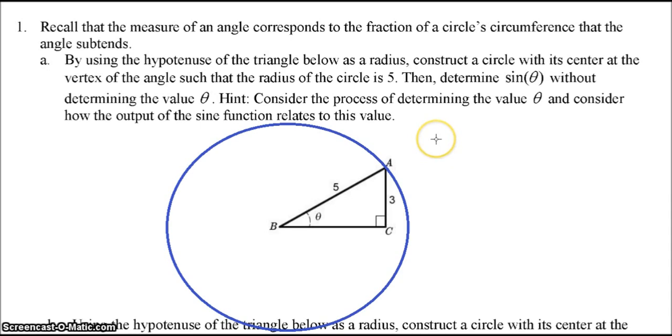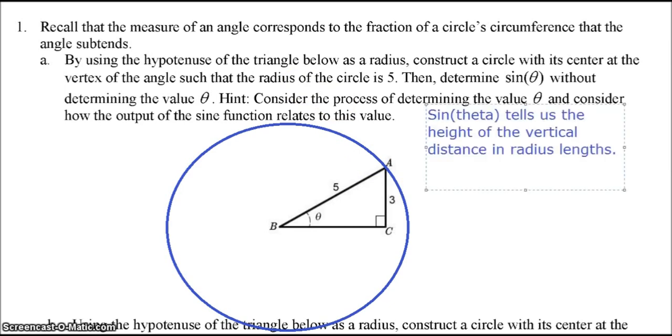So, sine of theta tells us the height of this vertical piece in terms of radius lengths. So how many radius lengths are here? Well, the radius is 5. And so we just take our vertical distance and divide by 5 to get the number of radius lengths, 3/5 or 0.6 radii. You could have said the opposite over the hypotenuse. That would have worked too.